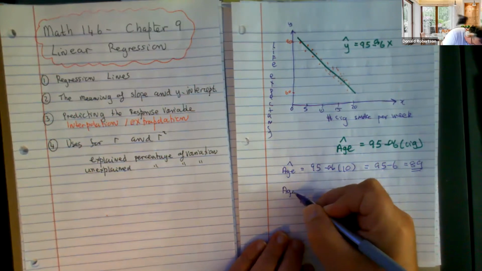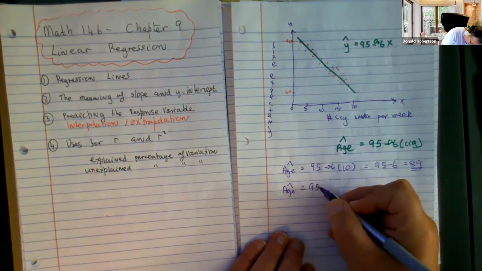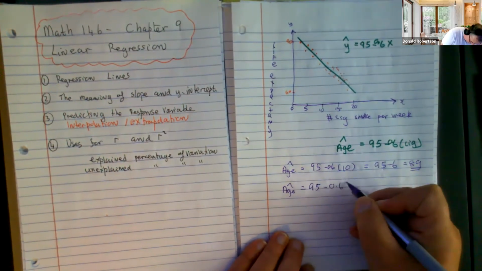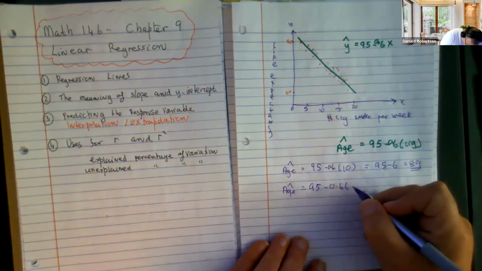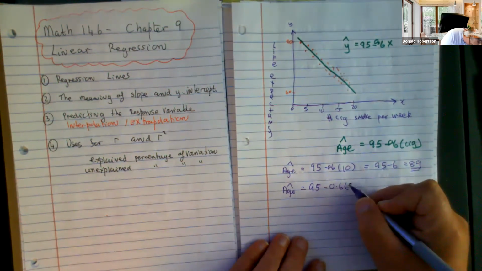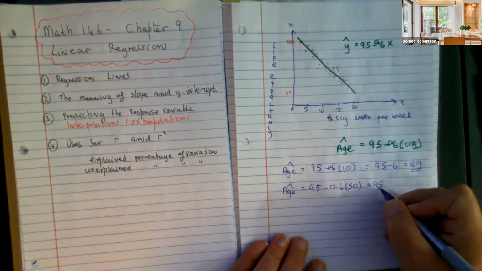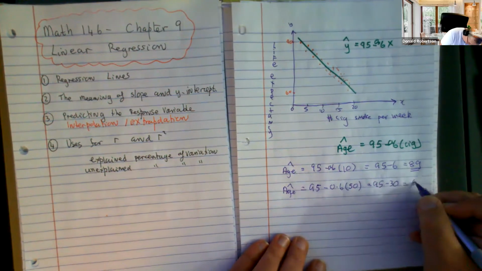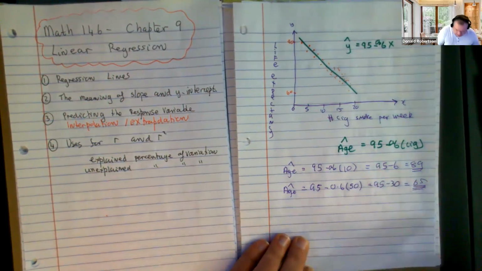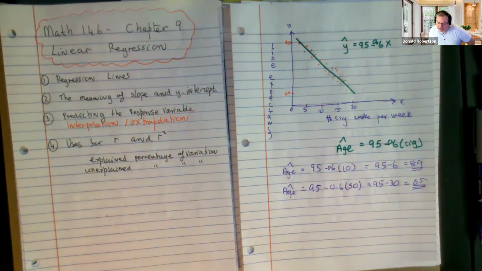Someone else comes in and you ask them, how many cigarettes do you smoke a week? And they say, I smoke 50 cigarettes. Can you see that the more cigarettes you smoke, you're probably not going to live as long as people who don't smoke as many? Would that seem reasonable? That's what you would expect to see, because cigarette smoke is bad for you.